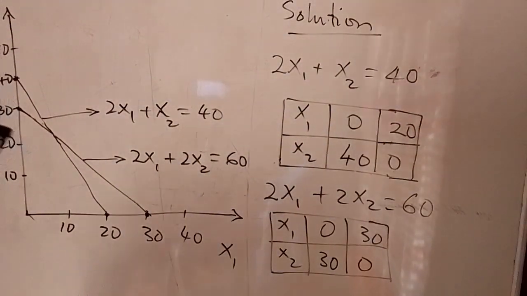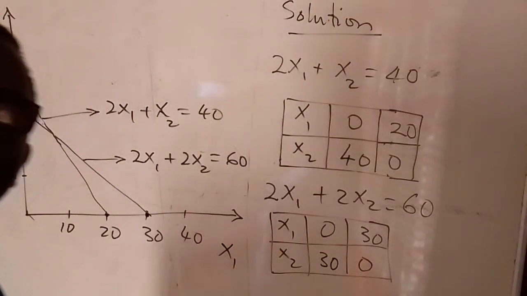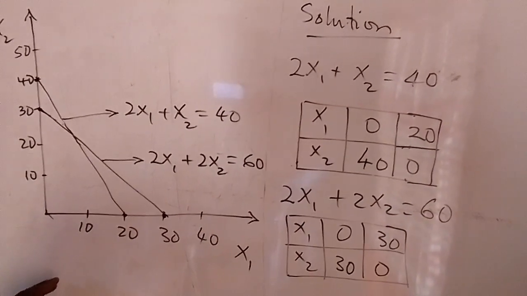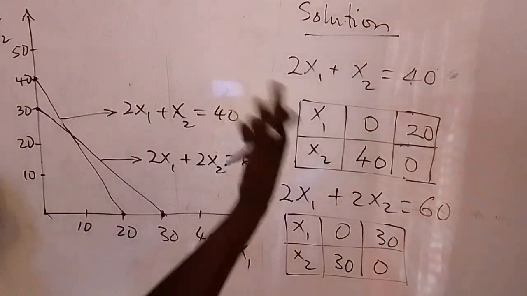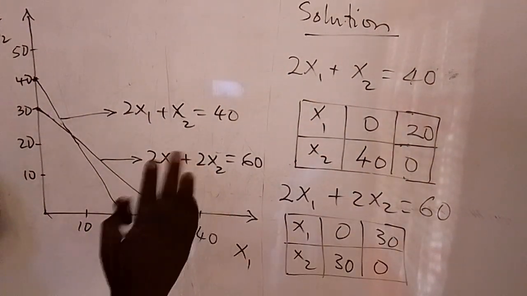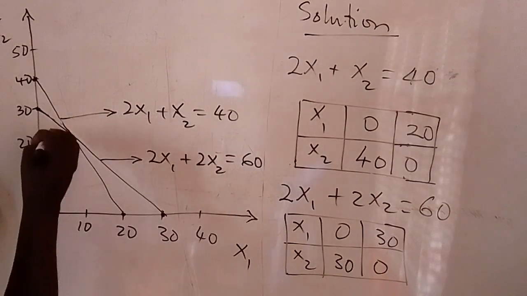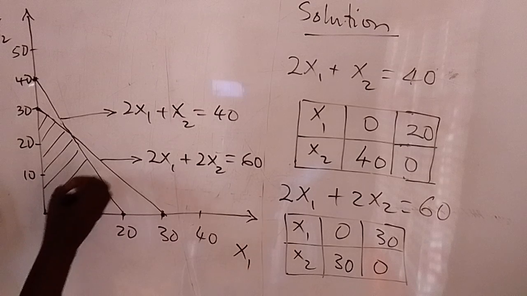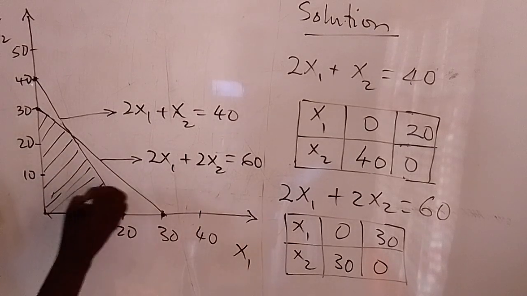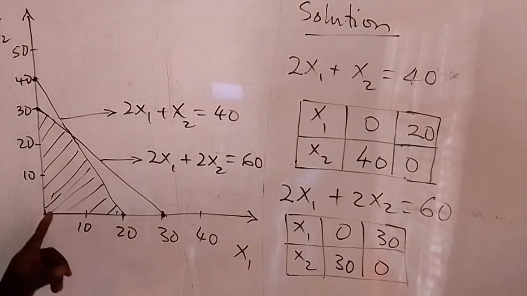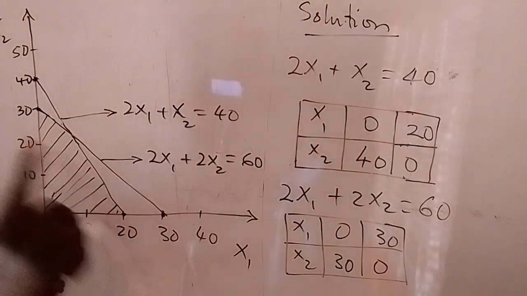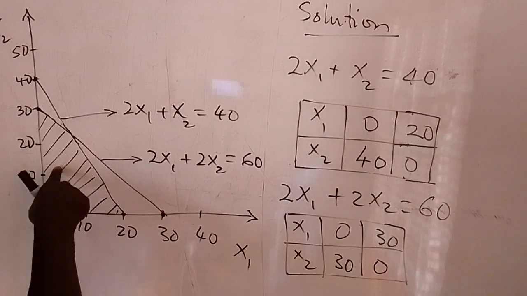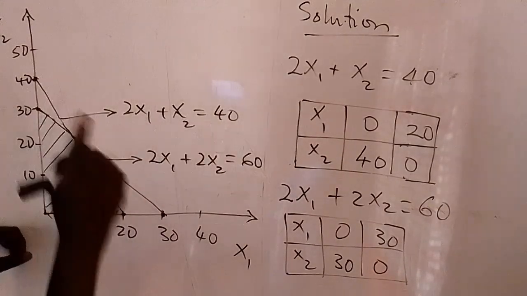The next thing is we have to see what will be the values of x1 and x2. The values of x1 and x2 will be in this region here. It will never be outside this. So this is where the optimum solution is found, what we call the feasible region. This is the feasible region where the optimal solution is found. It can never be outside.